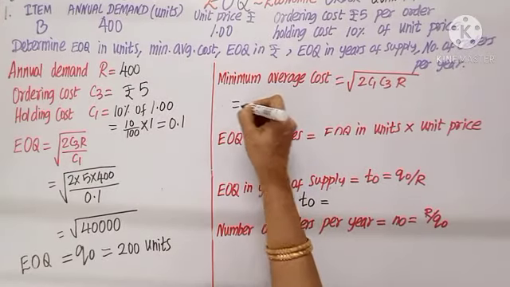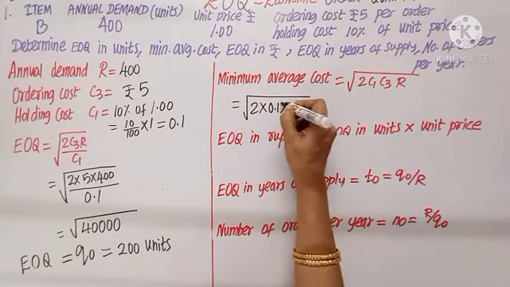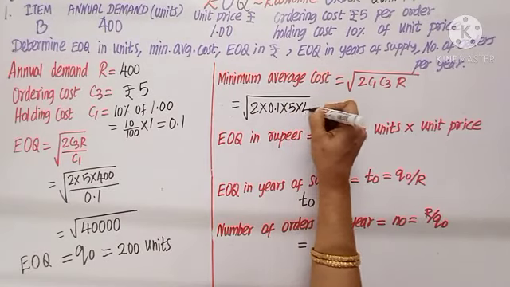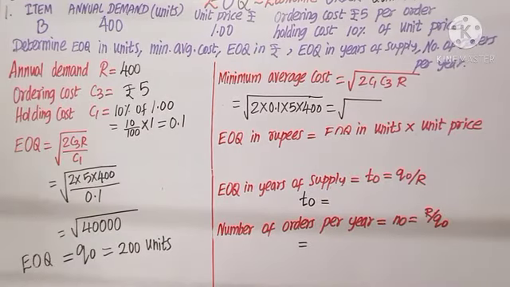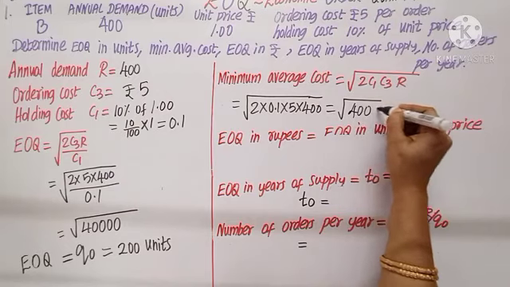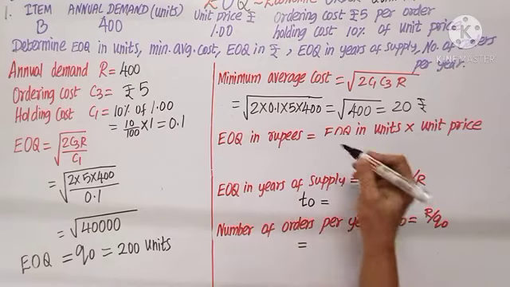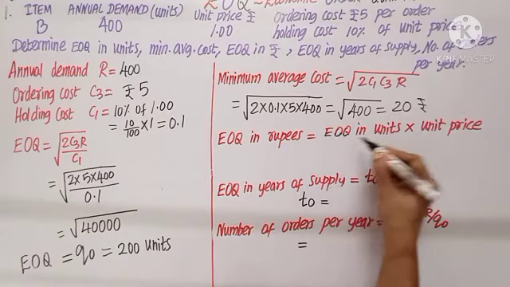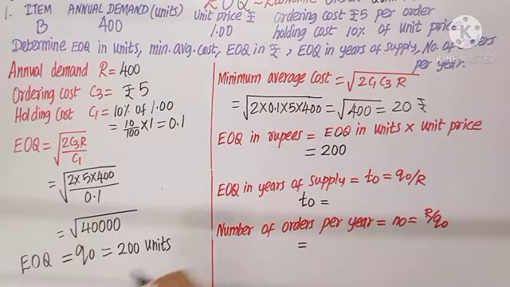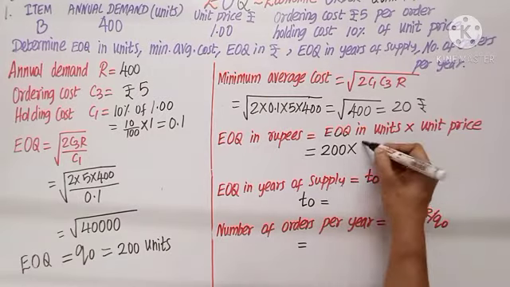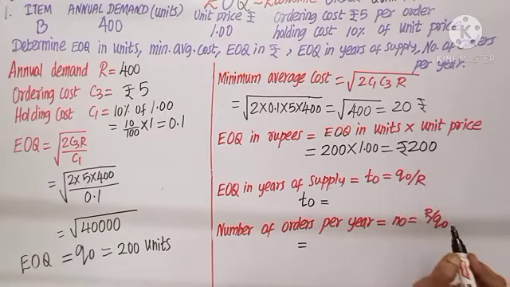Minimum average cost, square root of 2 into C1 is 0.1, C3 is 5 and R is 400. As we multiply, we get 400 and the square root is 20 rupees. EOQ in rupees is EOQ multiplied with unit price. EOQ is 200 from here. Unit price is 1.00. So it is rupees 200.